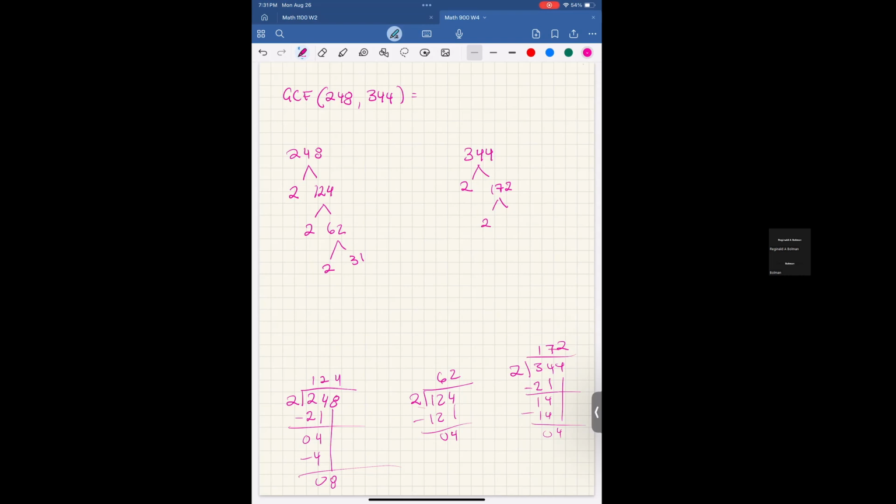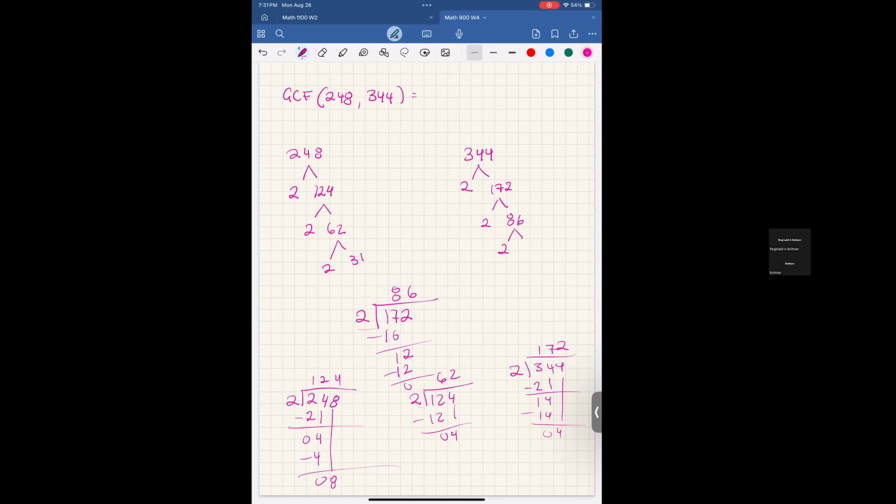Since 172 is even, we'll just keep doing what works best. We're going to divide 2 into 172. 2 into 17 goes 8 times. 8 times 2 is 16. Subtract, you get 1. Drop your 2 down. 2 into 12 goes 6 times. 6 times 2 gets you 12, and you get 0. All right, so 2 times 86 will give you that 172.